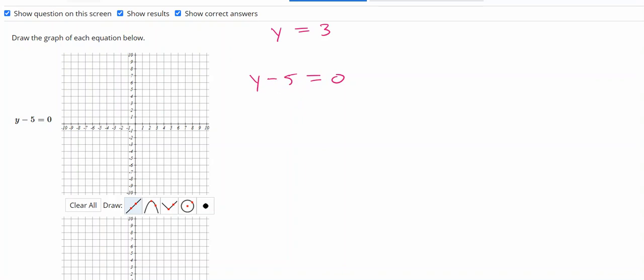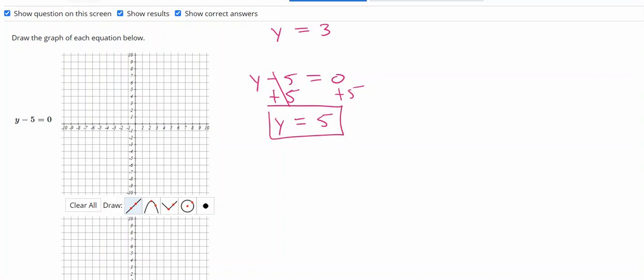You add it. Yep, we add it, right? Because right now we're subtracting. I want to turn this into 0. I want to get rid of it on this side, right? So I'm going to add 5, and I'm going to add 5 to this side. So now we get y is equal to 5.